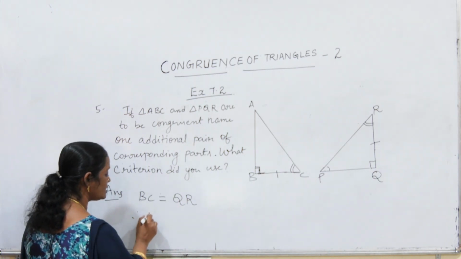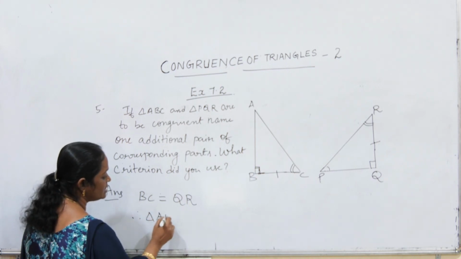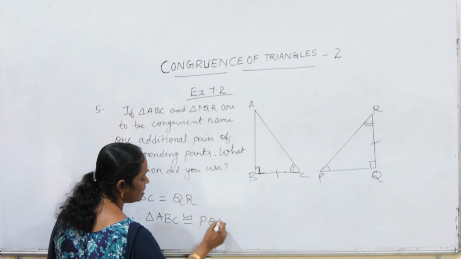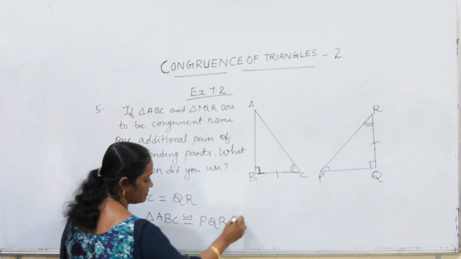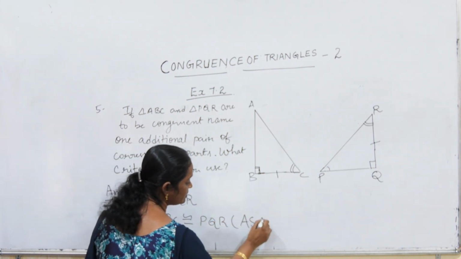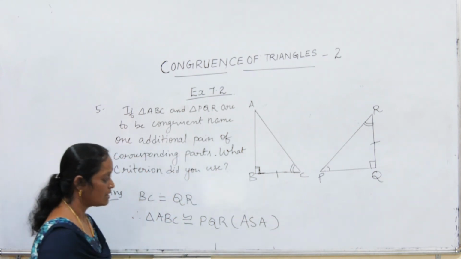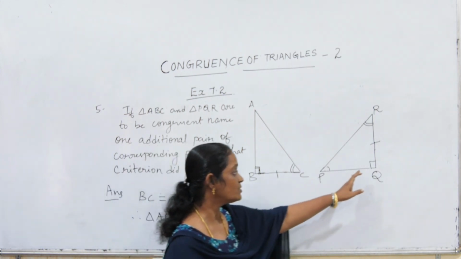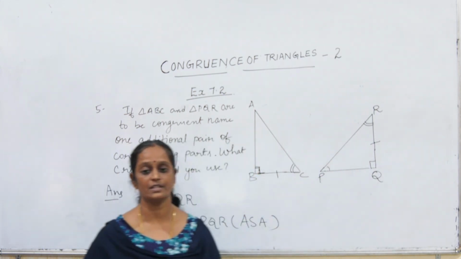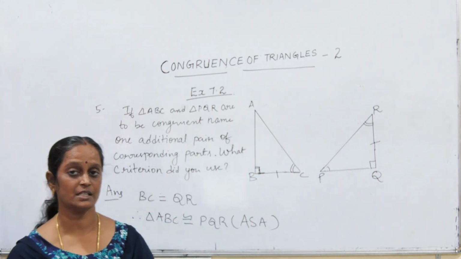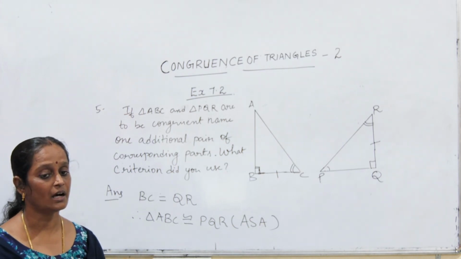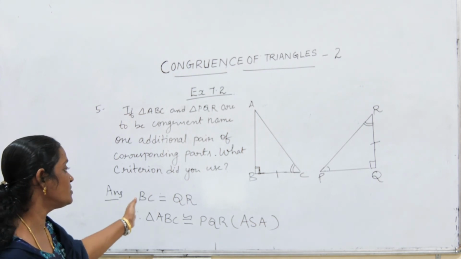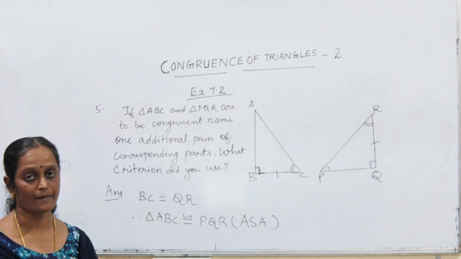Therefore, we can say that triangle ABC is congruent to triangle PQR by angle side angle criterion. Two angles and the included side of one triangle are equal to two angles and the included side of another triangle. So these two triangles ABC and PQR are congruent by ASA criterion, and we need to show that here BC is equal to QR.